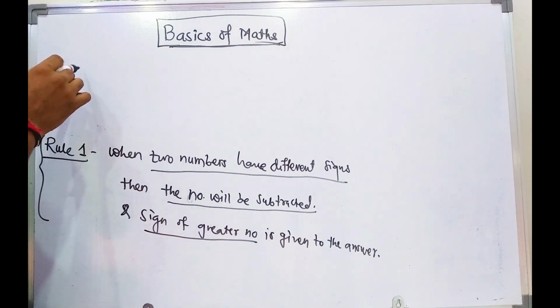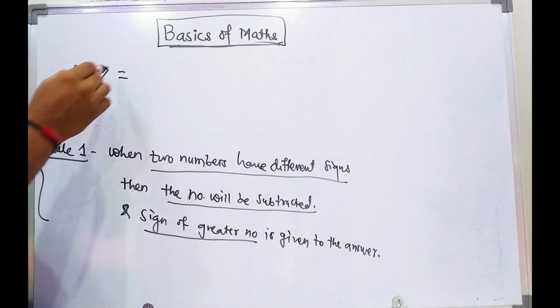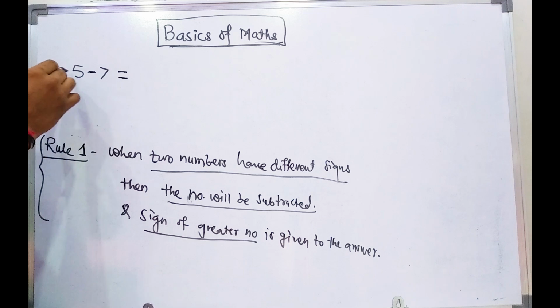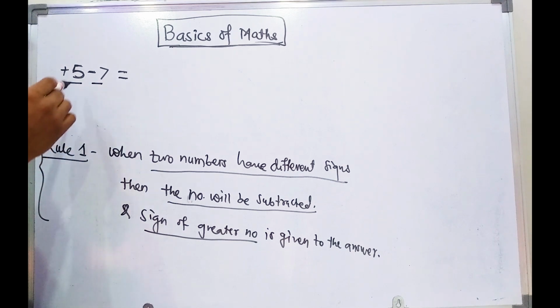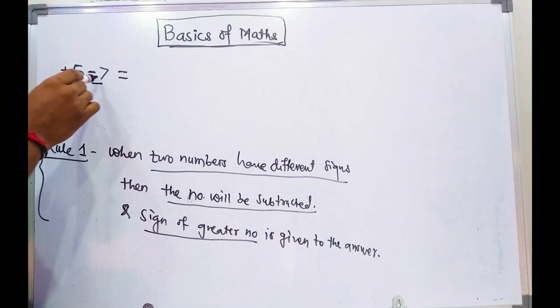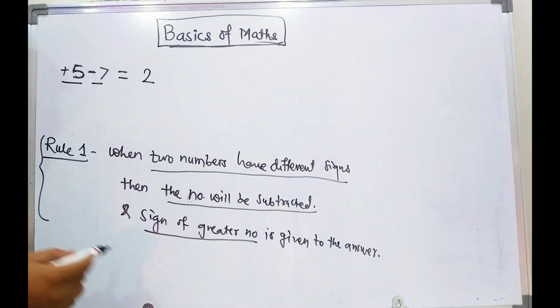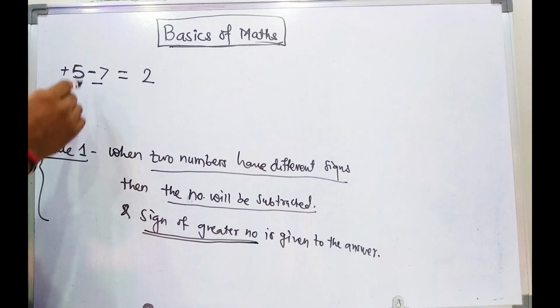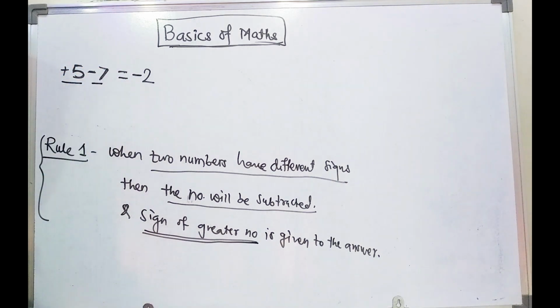Now let us say 5 minus 7 is equal to. Now these two numbers have opposite signs. 5 has a plus sign and 7 has a minus sign. So there will be subtraction. So let us subtract the smaller number from the greater number. 7 minus 5 is equal to 2, and second, the sign of the greater number should be given to the answer. So 7 is our greater number, answer is minus 2.